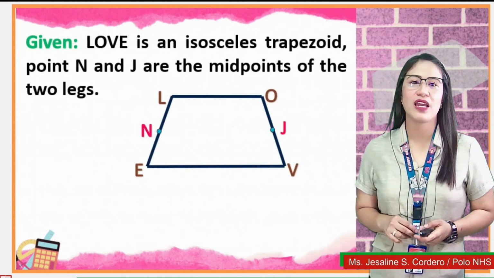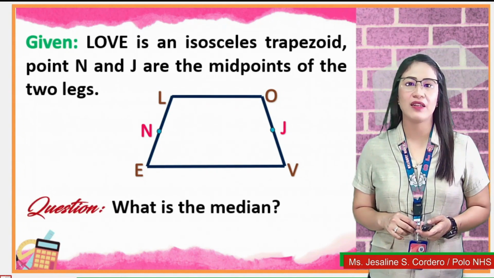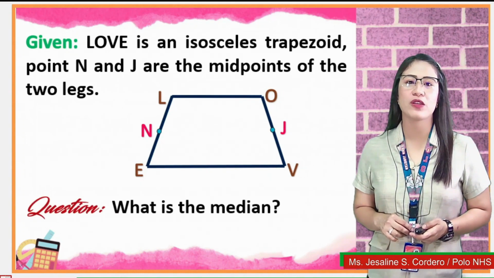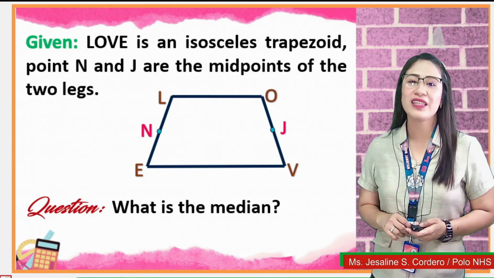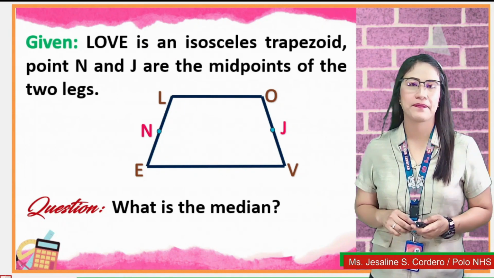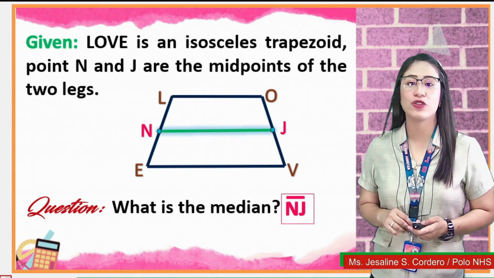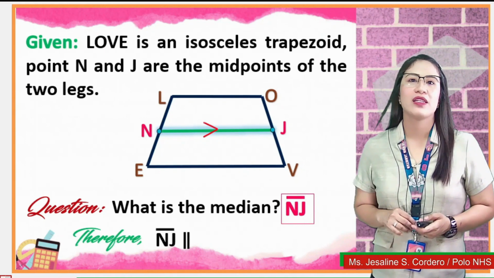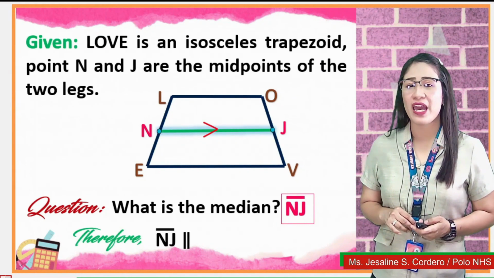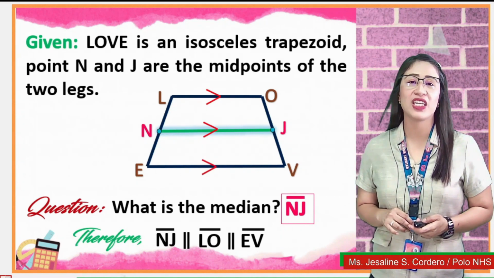Given isosceles trapezoid LOVE, points N and J are the midpoints of the two legs. What is the median of trapezoid LOVE? Yes, the median is segment NJ. Therefore, segment NJ is parallel to segment LO, which is parallel to segment EV.